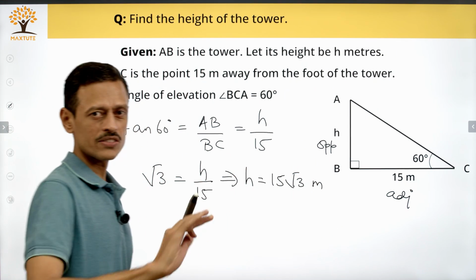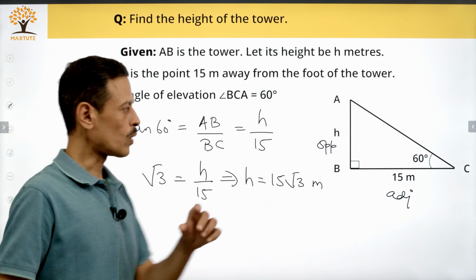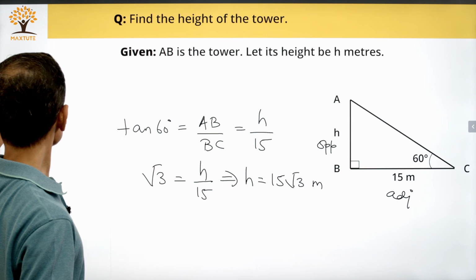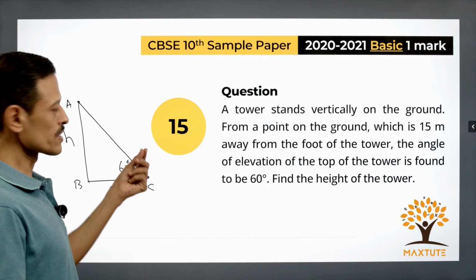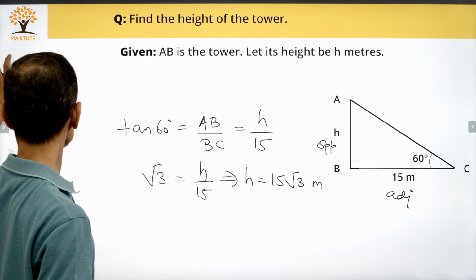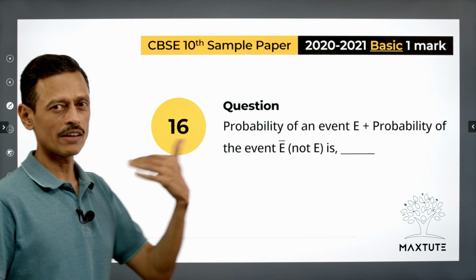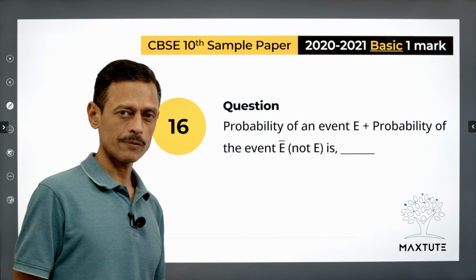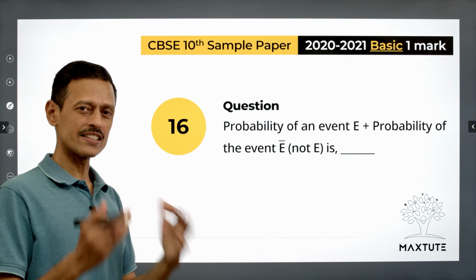Again, a very simple, straightforward question, if you could decode what was given here. Once you understood what is given here and drew this diagram, getting the answer is very simple, because we know we are going to be using tan and we know the value of tan 60. After that, it's very straightforward. The last question, it's a very, very simple question.